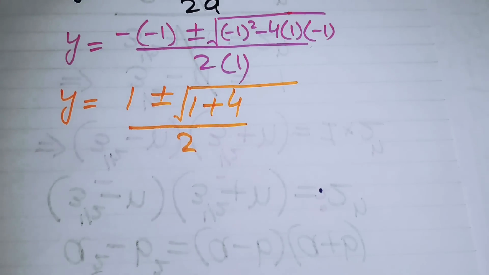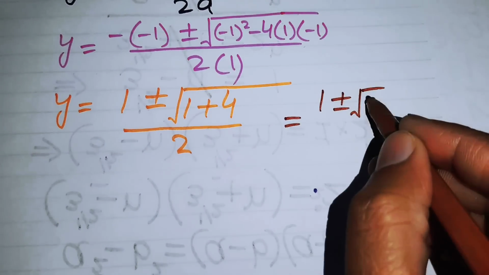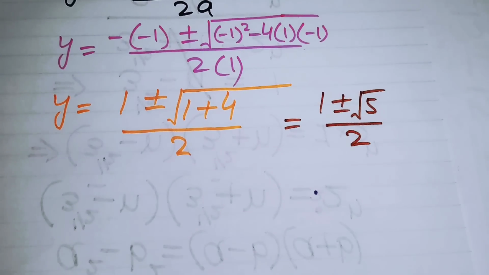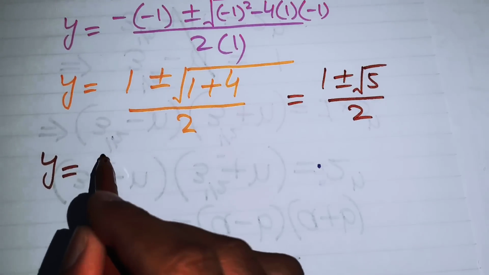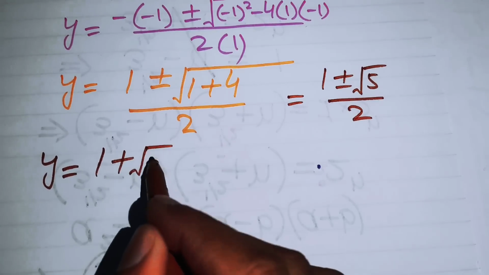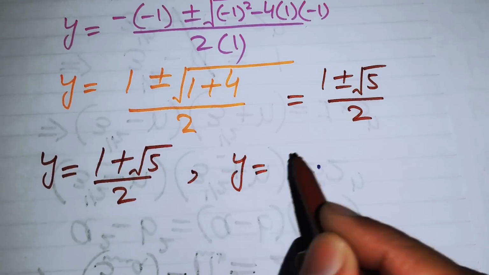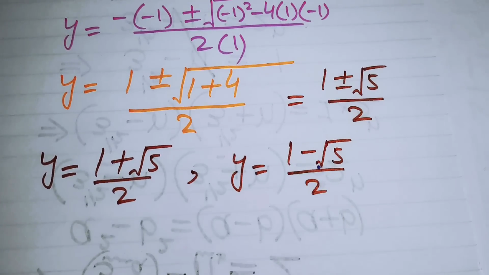So here we can write this equation in more simplified form, and you know that it equals 1 plus minus square root of 5 over 2. And here we have two cases. The first case is we write the positive value, which is 1 plus square root 5 over 2, and the other case is we write the negative value, which is 1 minus square root of 5 over 2.